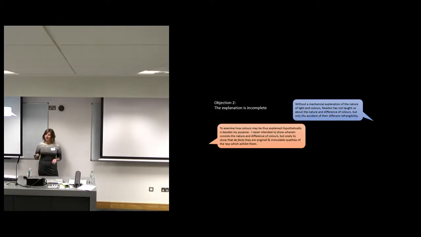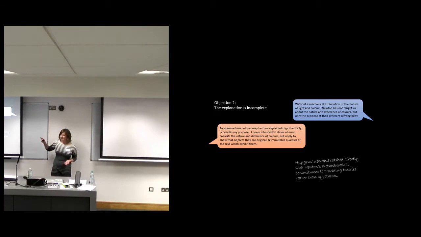And so Newton responds by saying this: to examine how colours may be thus explained hypothetically is besides my purpose. I never intended to show wherein consists the nature and difference of colours, but only to show that de facto they are original and immutable qualities of the rays which exhibit them. And so the point here is that Huygens's demand was clashing directly with Newton's methodological commitment to providing theories rather than hypotheses. And again, was Huygens convinced?